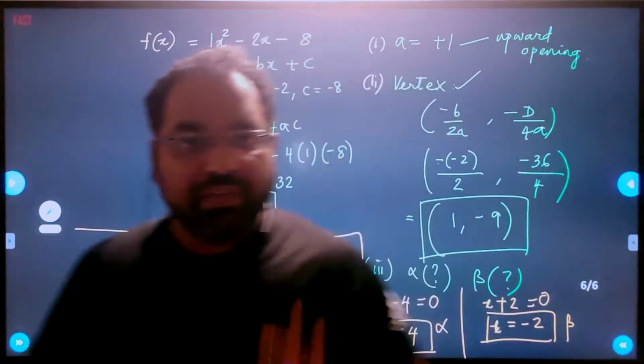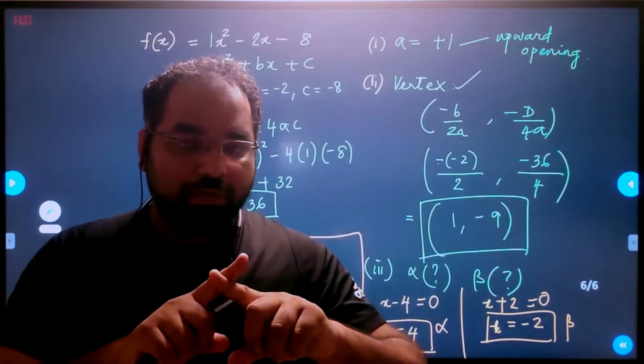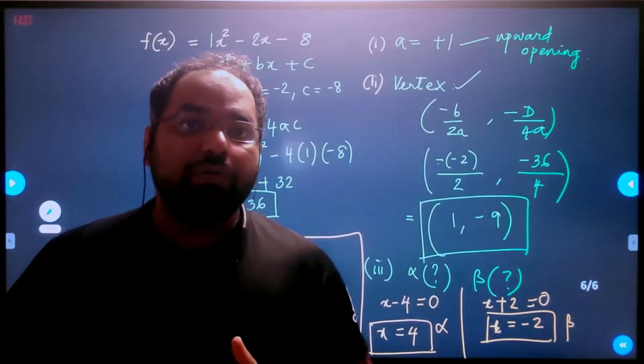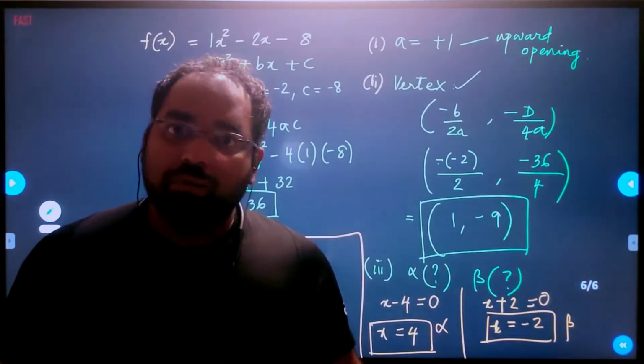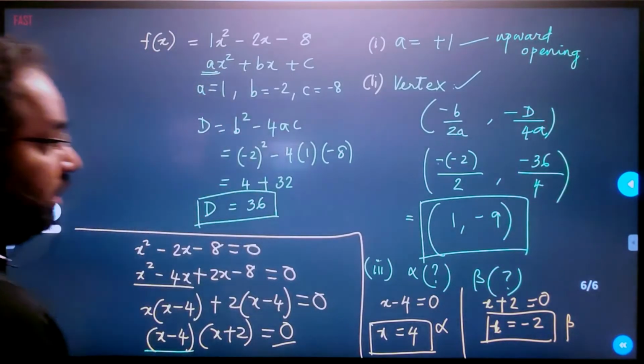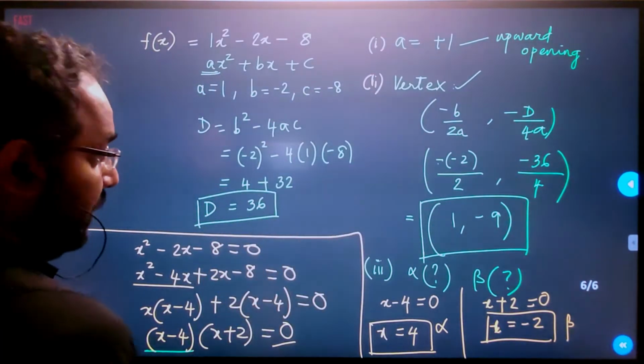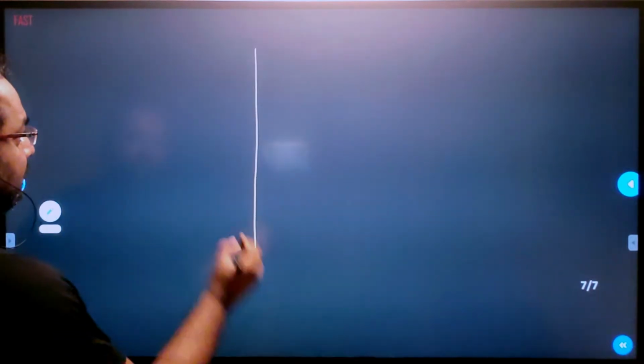I found out all the 3 things. I found out whether it's opening upward or downward. I found out the vertex. I found out the value of alpha and beta. What do I have to do now? Just draw the parabola. Very simple. Okay, so I'm just going to put all this in a new page, and then we will start. So it's going to be opening upward.